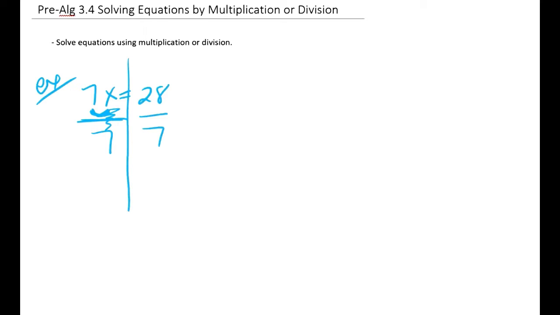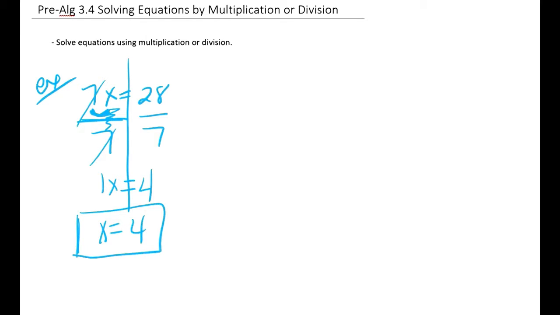And just like before, yesterday we learned that if we do something to one side of the equation, then we have to do it to the other side. So I'm going to divide both sides by 7. And when I do that, I get 1x equals, we can do 28 divided by 7, which is 4. Or more simply, x just equals 4. We don't write this 1 in our solution. It's understood that we just mean 1.